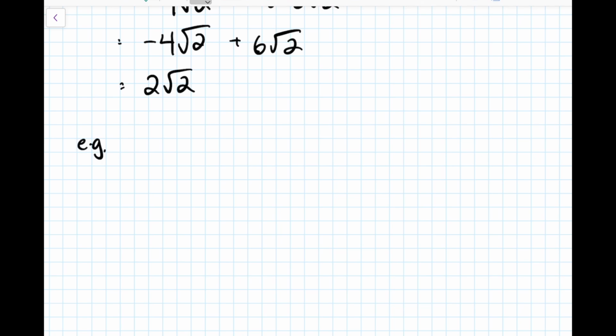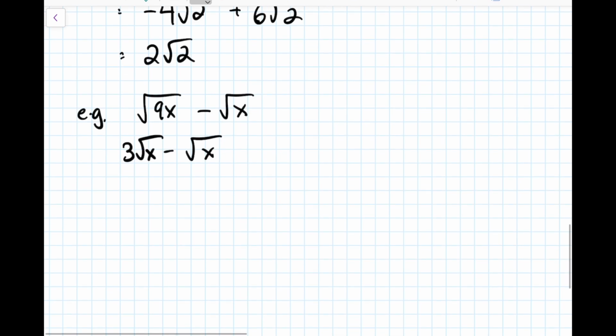This also works with variables. So if you have root 9x minus root x, well, if we break down that root 9x, we're going to be able to pull out a 3. So that's going to become 3 root x minus root x. People do get a little bit confused once the variables are introduced. Remember, you're still just subtracting coefficients. This is just 3 minus 1, right? The x's aren't going to change at this point. So the 3 minus 1 gets me 2, and then I still have root x.